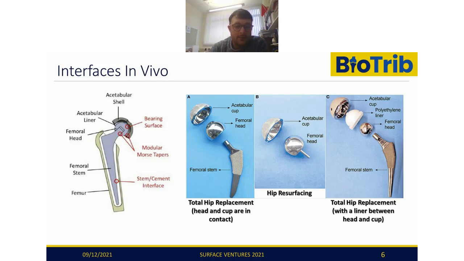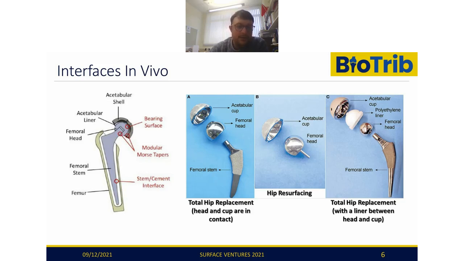But from an engineering point of view, when we look at this, and from a surface and interface engineer, and also from a tribology point of view, there are a number of interfaces here that essentially need to be designed to interact, and they need to be designed to function in a way that is acceptable from a patient point of view, but also from an engineering point of view as well.